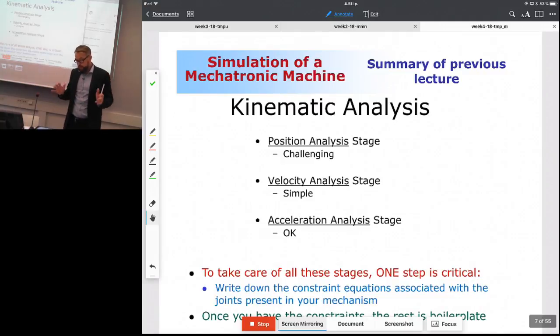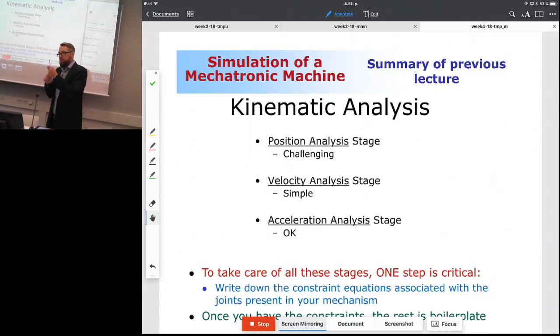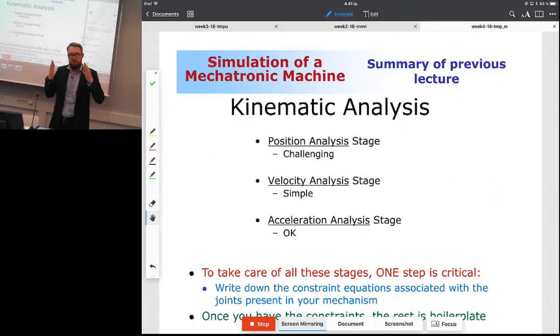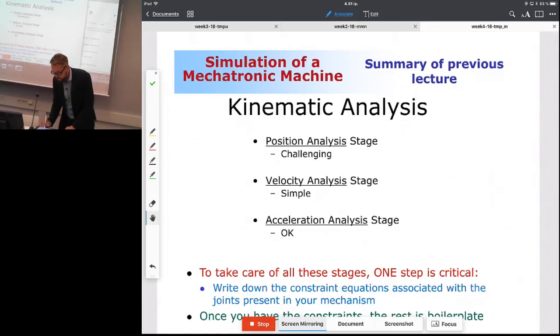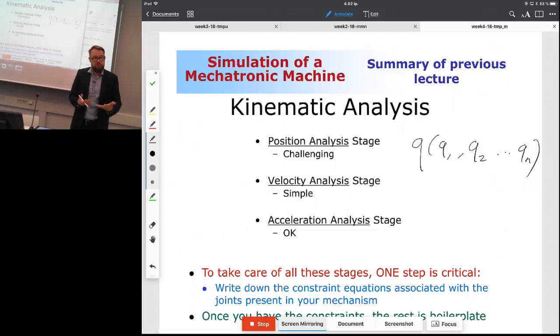Then shortly last week we discussed kinematic analysis. Like I mentioned at the very beginning of my lecture, it consists of three steps. The first one is the position step. We have to figure out the generalized coordinates, which are the positions of our bodies, the position configuration of our system. So we have to solve for the vector of generalized coordinates q using this first step. The vector includes all the generalized coordinates, q1, q2, all the way to qn. So once you know that, then you know the full configuration of your system. That's what we're aiming for in the first step.